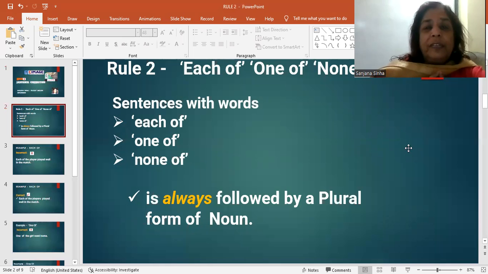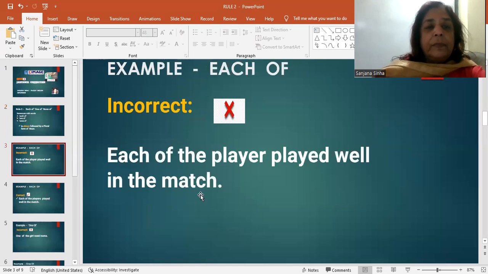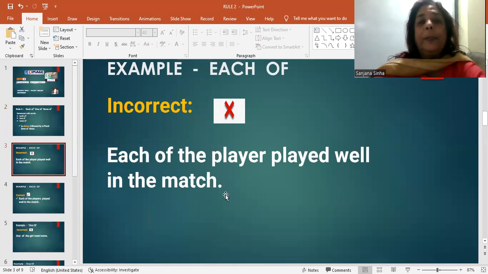The second rule: these words will always follow a plural form of noun. Let us take a look at the examples. Each of, the incorrect sentences.